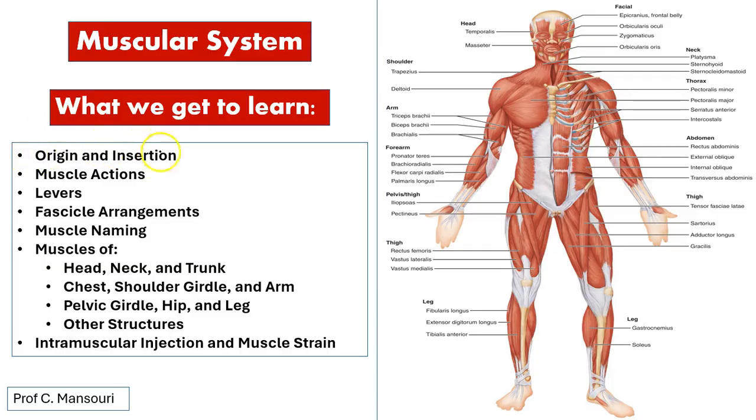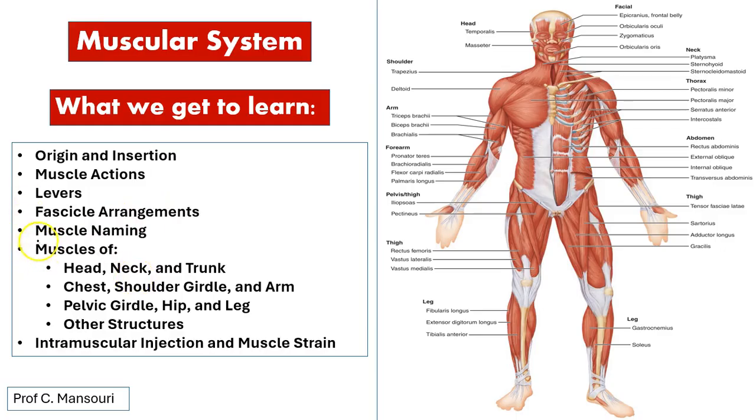First, we're going to talk about origin and insertion, which is basically where muscles begin and end. Then we'll talk about muscle actions, how contraction is going to produce movement and stabilization. Next, we'll get into levers, how bones and joints act as levers for force and speed of muscles. And then we'll get into fascicle arrangements. Yes, those same fascicles we talked about in chapter 9, which are bundles of muscle fibers. We get to now understand how their arrangement is going to determine power and range of motion for muscles.